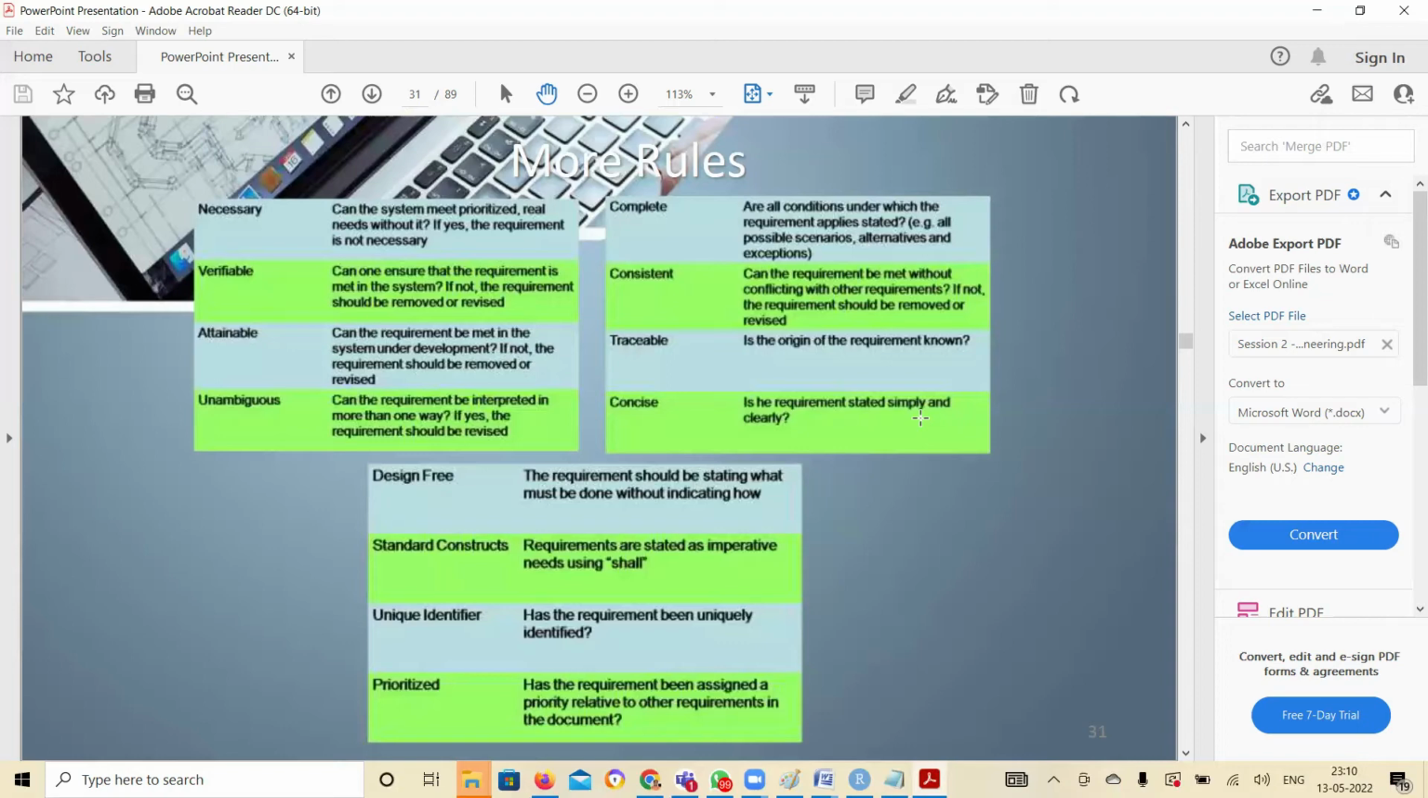Then you have prioritized. Every requirement has to be prioritized, and whatever you put in the document should be important, otherwise it should not be there. Whatever is on the slide is important for you as a BA. If it is not important, don't put it. Simple.